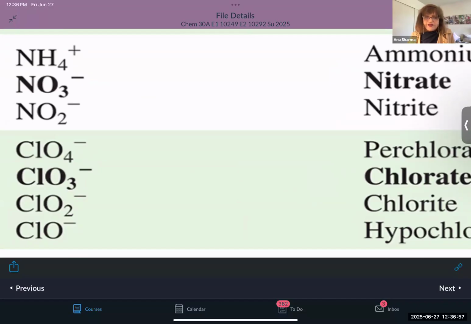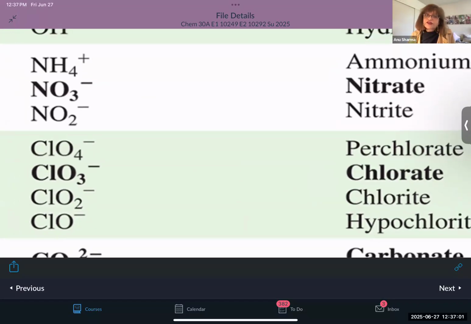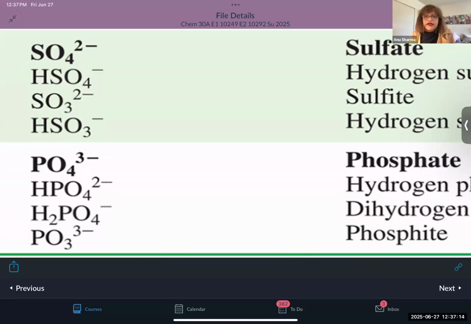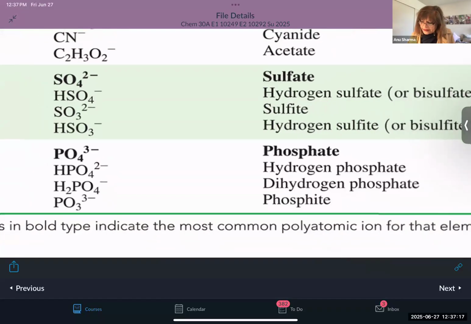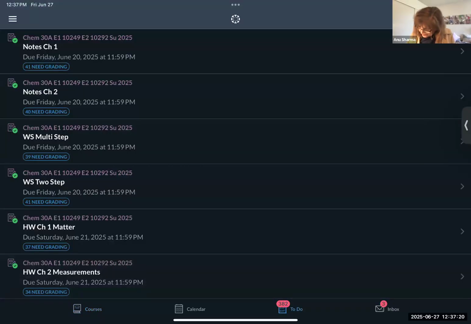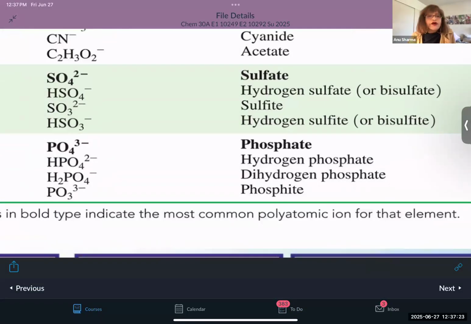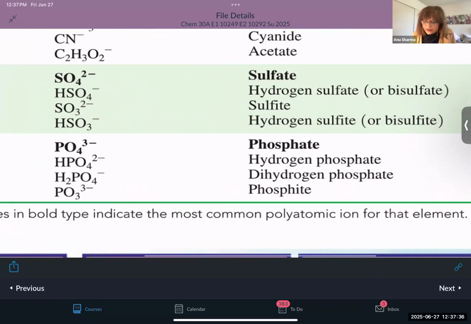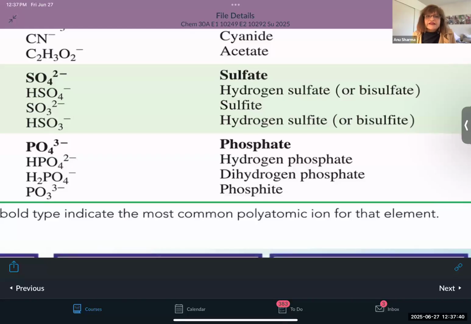Lower number of oxygens, higher number of oxygens, with respect to nitrogen. So NO3 is nitrate and NO2 is nitrite, with a -1 charge, both of them. However, if you look at sulfur, SO4 is sulfate and SO3 is sulfite. So don't go by the fact that 3 is always going to be "ite" - it's with respect to which element oxygen is bonded to. So sulfate is SO4 with a -2 charge, and sulfite is -2 charge, but with 3 oxygens.